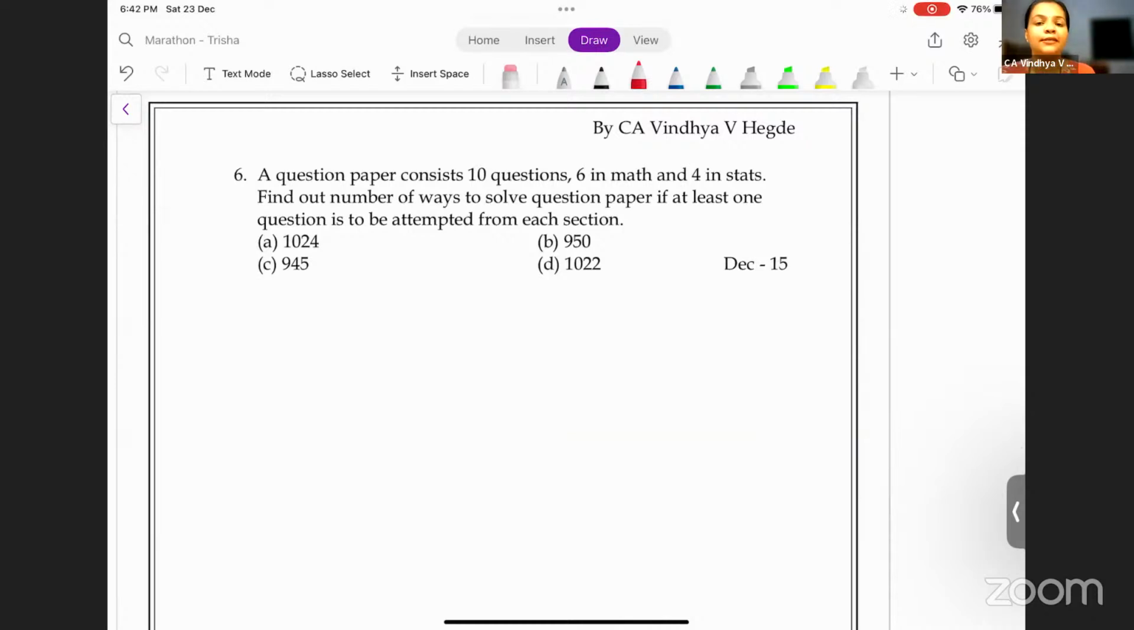A question paper consists of 10 questions. 6 questions in maths, 4 questions in stats. Find out the number of ways to solve the paper if at least 1 question is to be attended from each section. Okay, minimum 1. Minimum 1 will mean maximum 6 from maths and maximum 4 from stats.